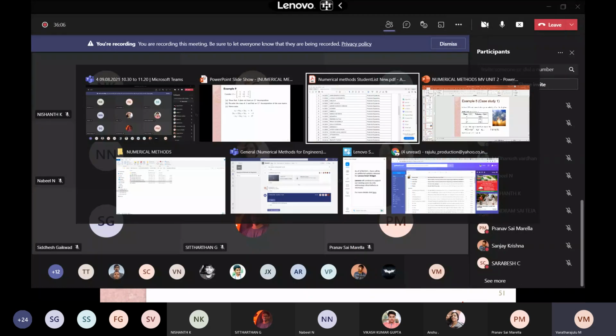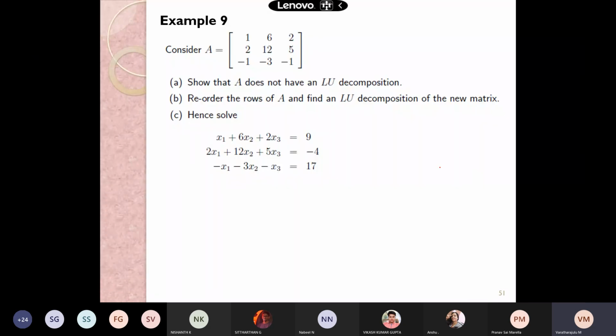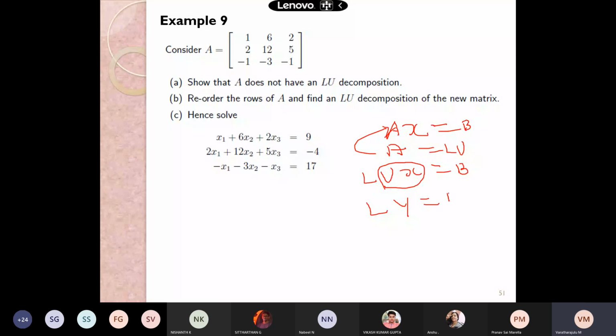Can anyone please unmute your mic and tell me the procedure again? I'll try to write what we did. Let AX is equal to B. A is equal to L into U. Applying this value of A in the equation, LU into X is equal to B. Let UX be Y, so LY is equal to B.